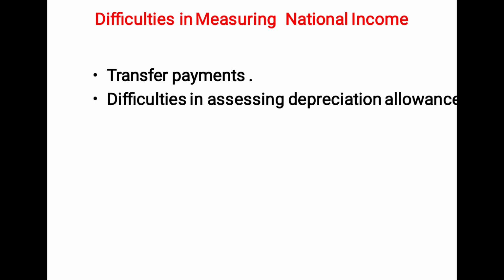The second one is difficulties in assessing depreciation allowance. There are certain goods which we have to depreciate, for example damage, risk taking done by an entrepreneur, and replacement charges. All these allowances are very difficult to assess while we calculate national income.